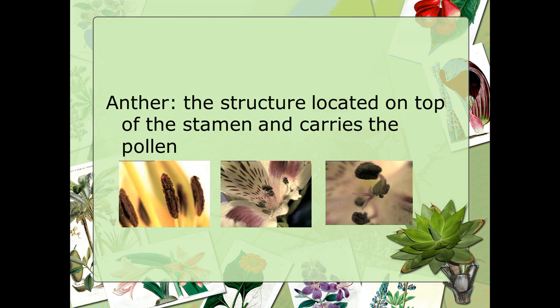The anther is the structure that's located on top of the stamen. This is what carries the pollen. So all of that fun yellow stuff that's all over us this time of year comes from the anther, the male reproductive part. Men, always causing problems.